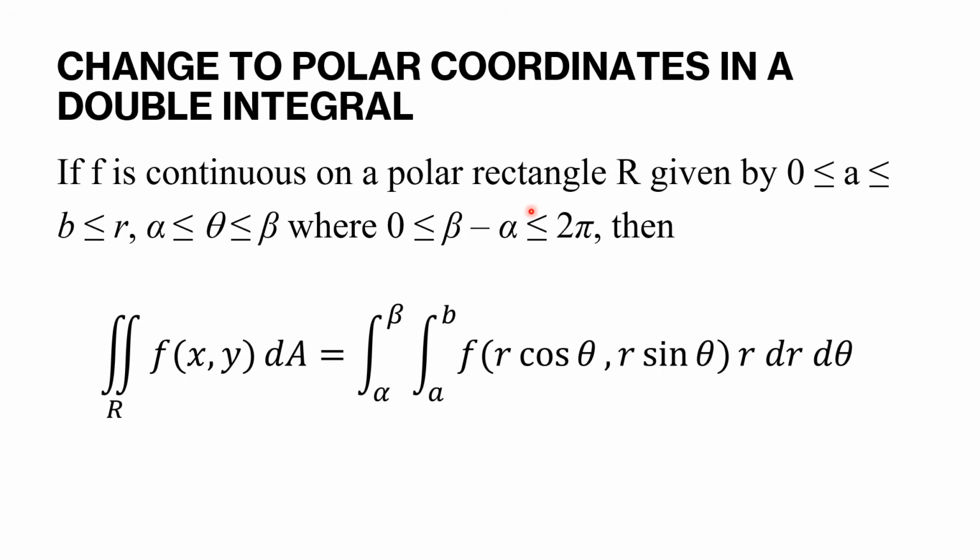The usual or classical method for remembering this is that the infinitesimal polar rectangle can be thought of as an ordinary rectangle with dimensions r d theta and dr, and therefore the area dA would be equal to r dr d theta.